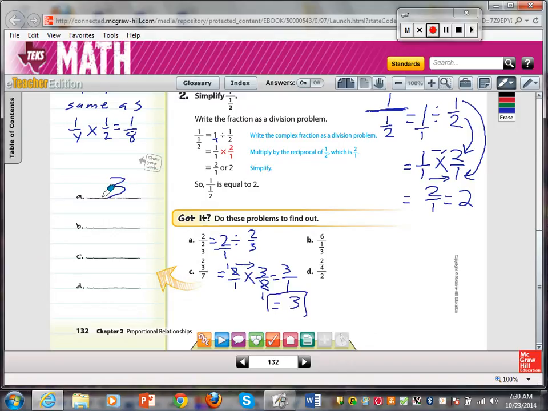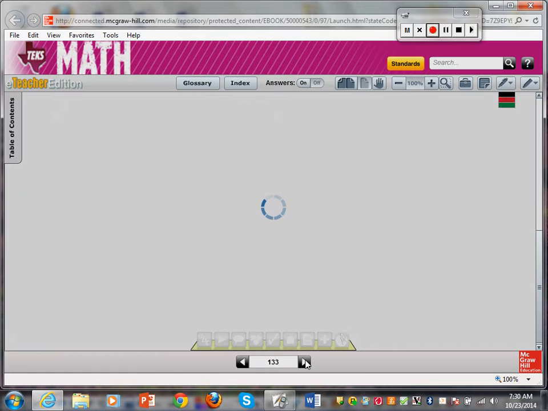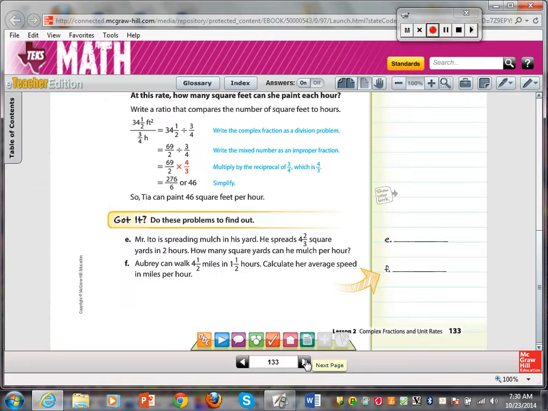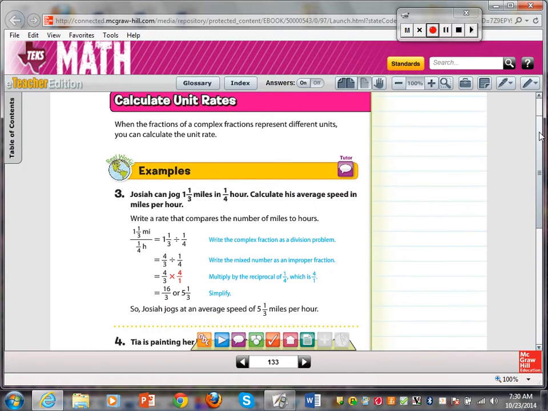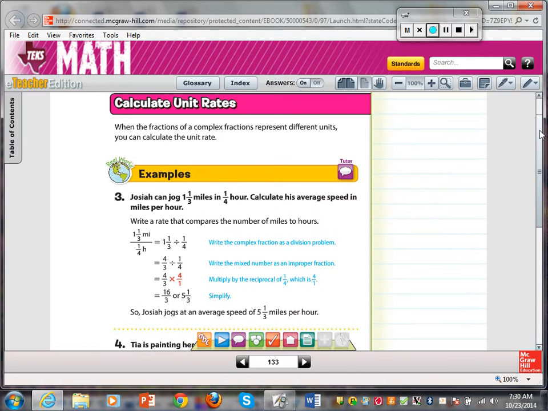That's the division of complex numbers. Let's go ahead and go to the next page. Let's tackle some more word problems. Calculating unit rates. When the fractions of a complex fraction represent different units, you can calculate the unit rate.